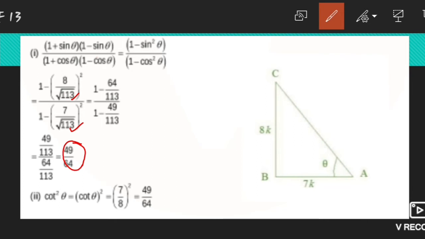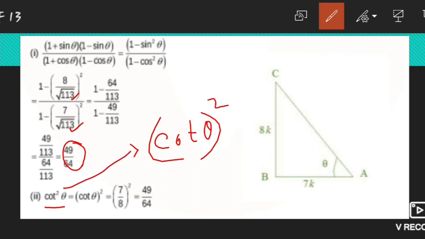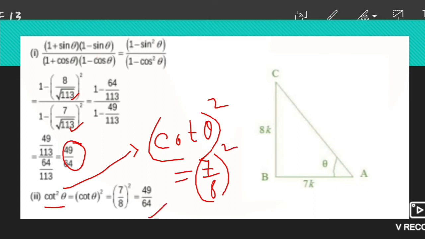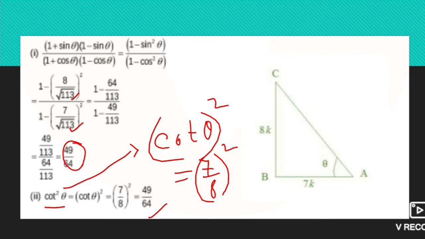Now in the second part you have to find the value of cot square theta. This notation means cot theta whole square. That means you have to put the value of cot theta, which is 7 by 8, and square it. So the resulting value will be 49 by 64. So this is all about question number 7.